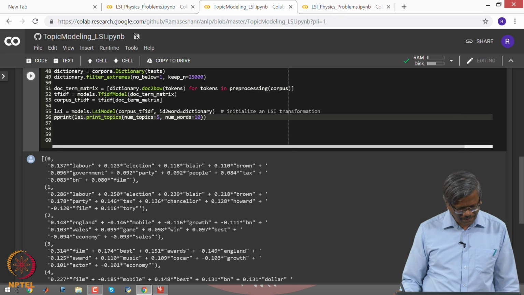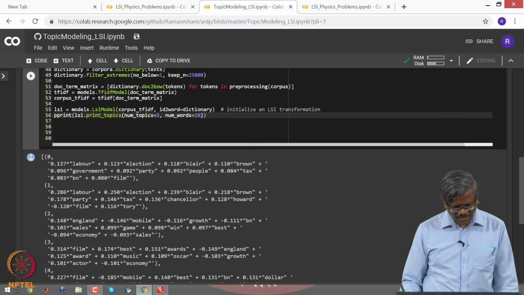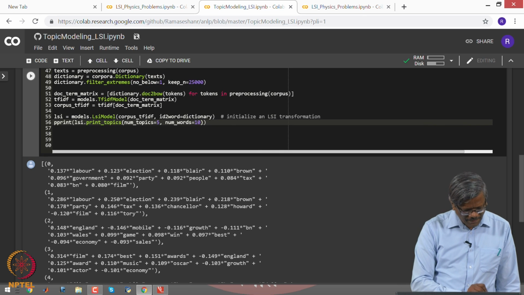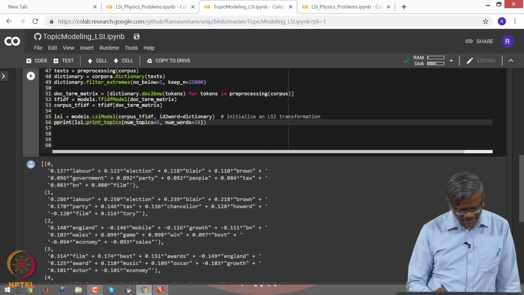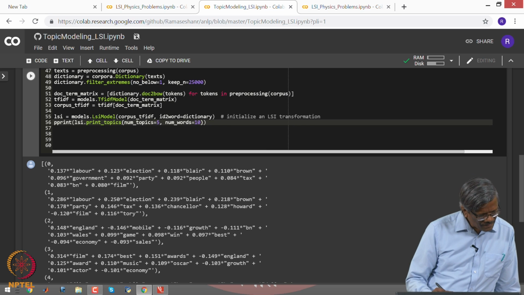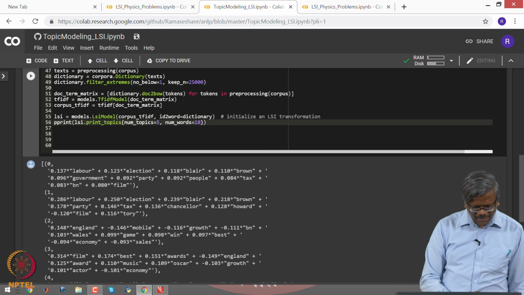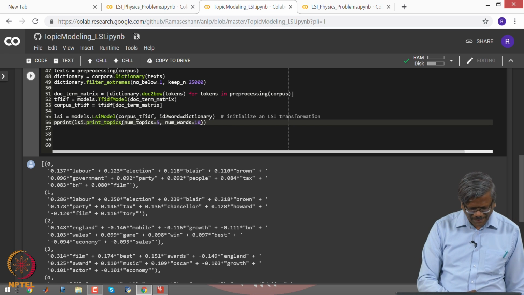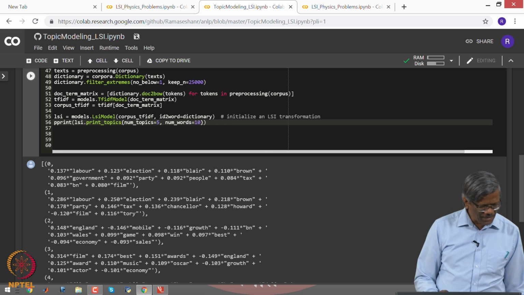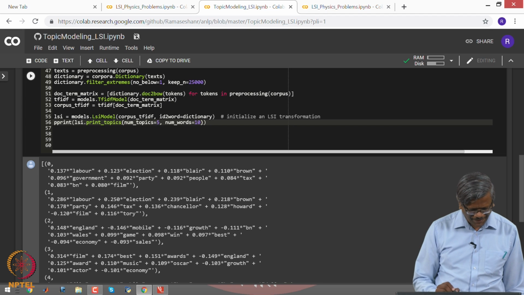So this is somewhat better, because the number of terms are less. Here in the first one we see Labour, election, Blair, Brown, government, party, people, tax, and film. I think most of what we see here is related to election or politics, right? So let's see the second one: Labour, election, Blair, Brown, party, tax, chancellor, Howard, film, and Tory. This looks like more than what we saw there again, right?